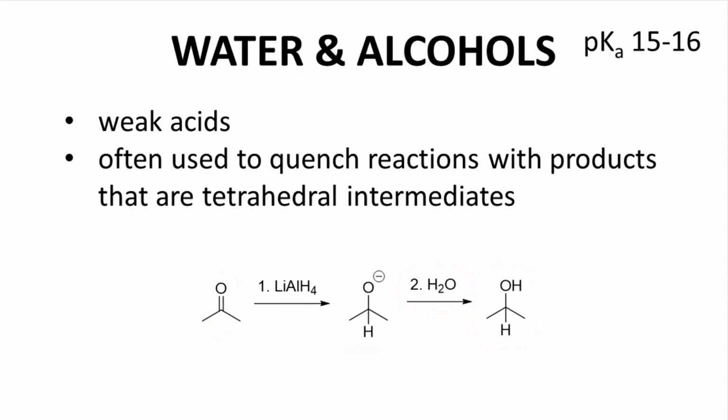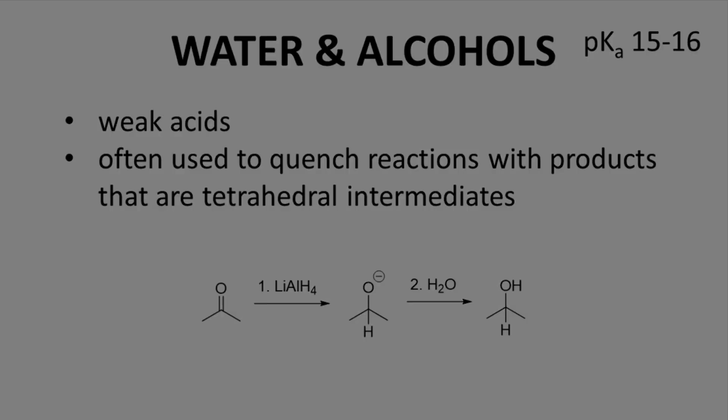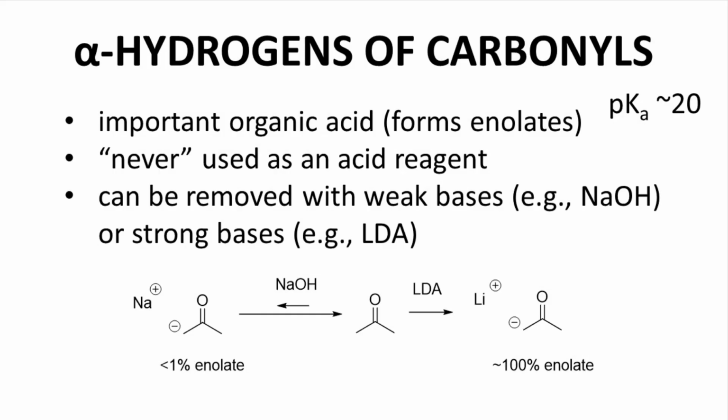Okay, this slide is the end of the reagents that most people would recognize as reagents that you use for their acidic behavior. The remaining 3 slides are a bit more obscure and definitely less acidic. Our first additional acid is the alpha hydrogen of carbonyl compounds. The pKa of alpha hydrogens is around 20 for ketones, and esters are closer to 25. These are very weakly acidic.